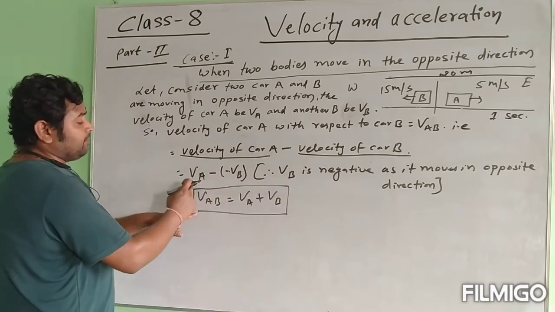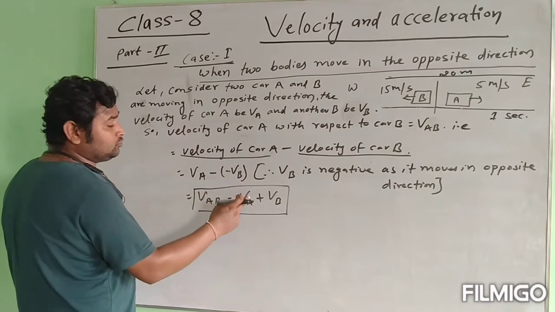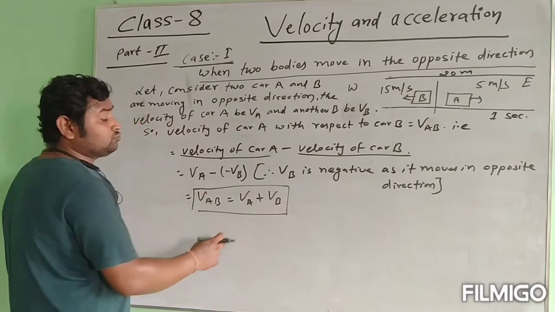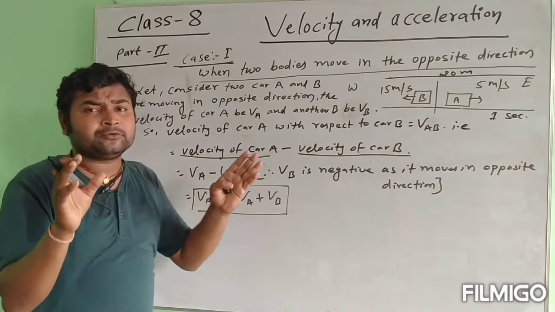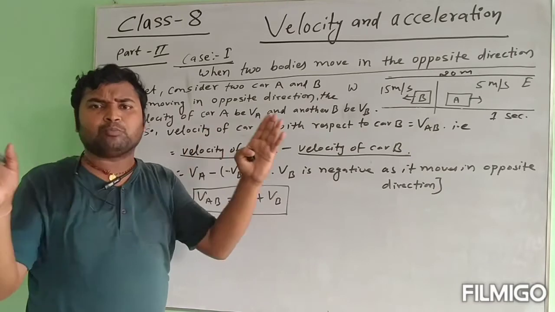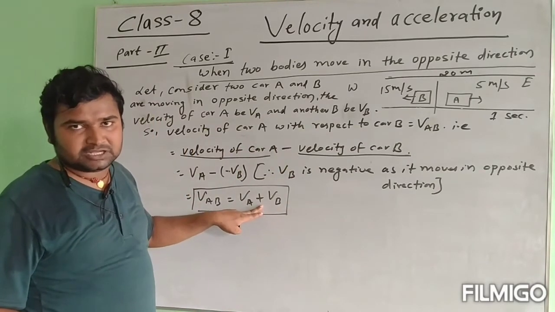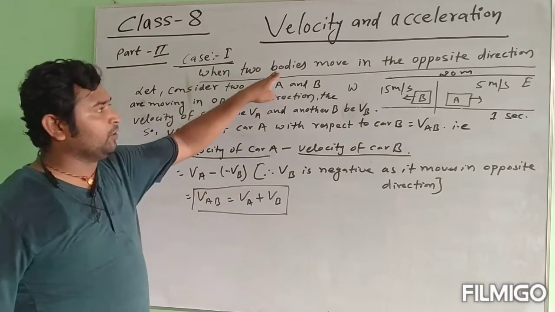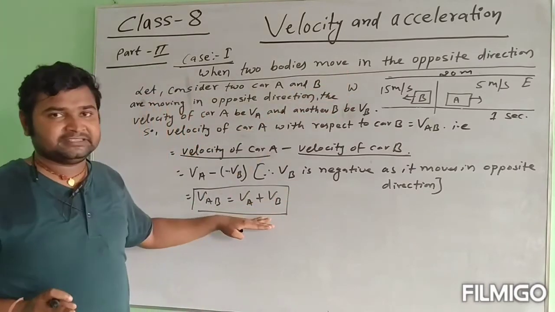So here, what is the relative velocity of A with respect to B? That is the velocity of A plus the velocity of car B. Both should be added. Take this as a short concept: when two bodies are moving in opposite directions, it must be plus, so we have to add. In the first case, when the bodies are moving in opposite directions, we have to add.